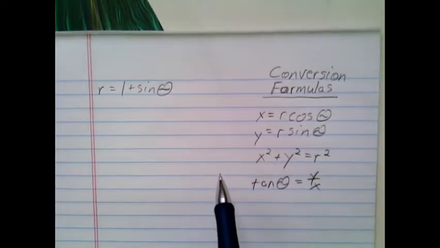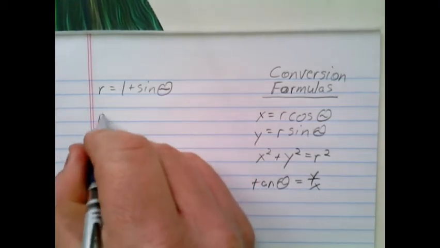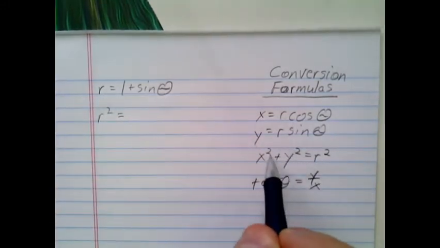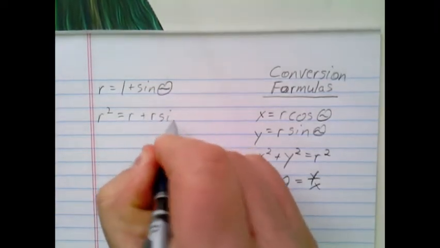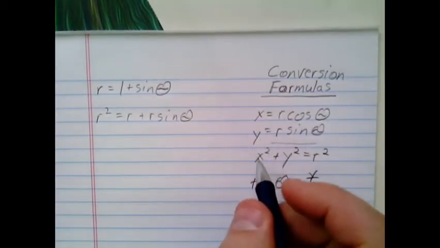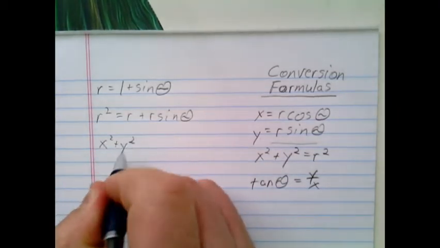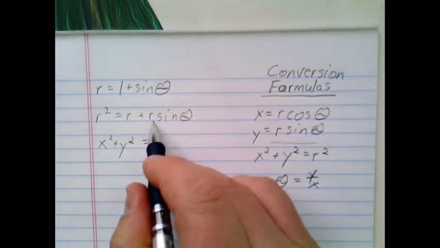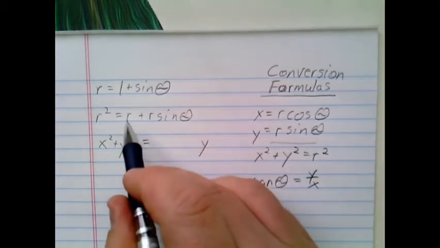In order to make use of these equations, I'm going to start by multiplying both sides by r. The reason I'm doing that is because, one, it gives me an r squared, which I then know how to replace with x and y, and it's also going to give me an r sine theta, and I know that r sine theta can be replaced with y. So now I can say this is x squared plus y squared, that replaces the r squared, equals, well, this will become a y, so that's pretty easy. r sine theta becomes y.